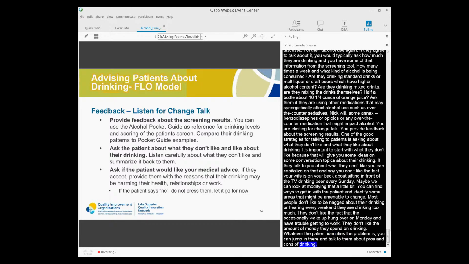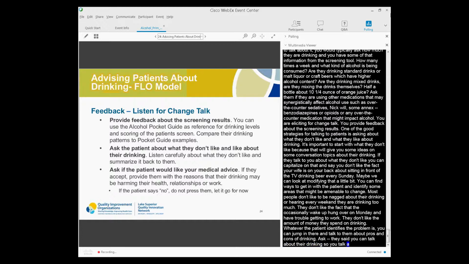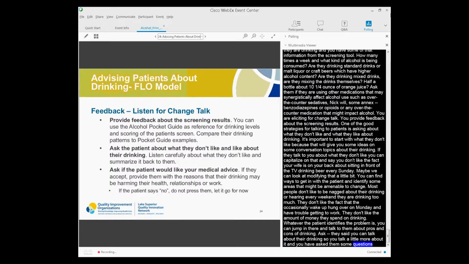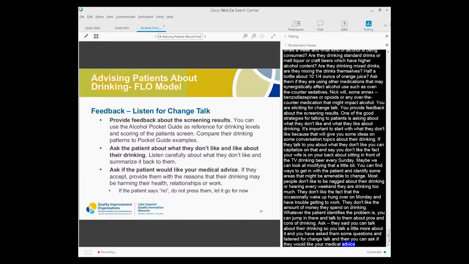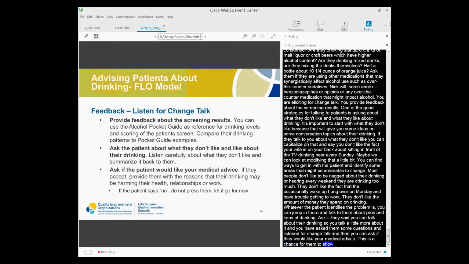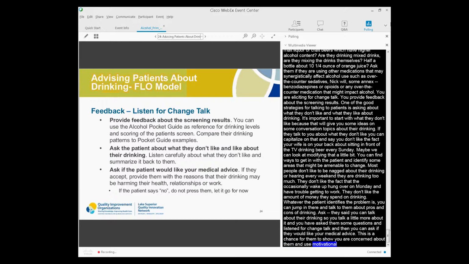Ask the patient, once you determine they said that you can talk about their drinking, you talk a little bit more about it. You ask them a few questions, ask for some feedback, and listen for change talk. And then, again, you can ask them if they would like your medical advice. Again, this is another chance for you to show that you're concerned about them. Use the motivational interviewing strategy by seeking permission, and ask if it's okay if you gave them some advice about drinking. If they say yes, go ahead. If they say no, that's okay.